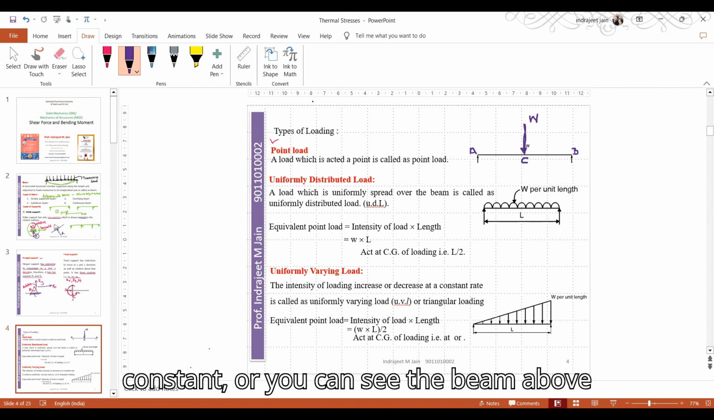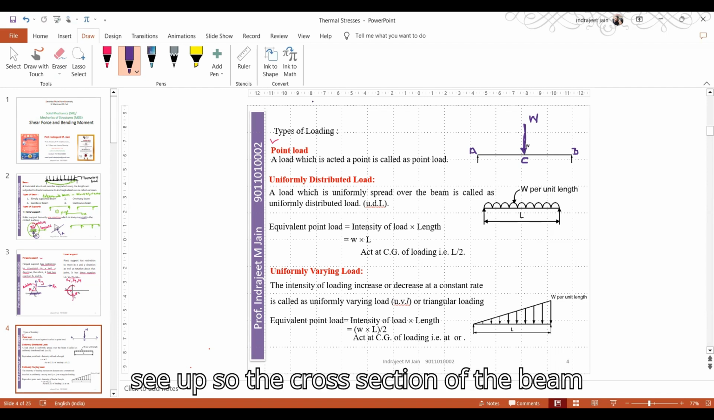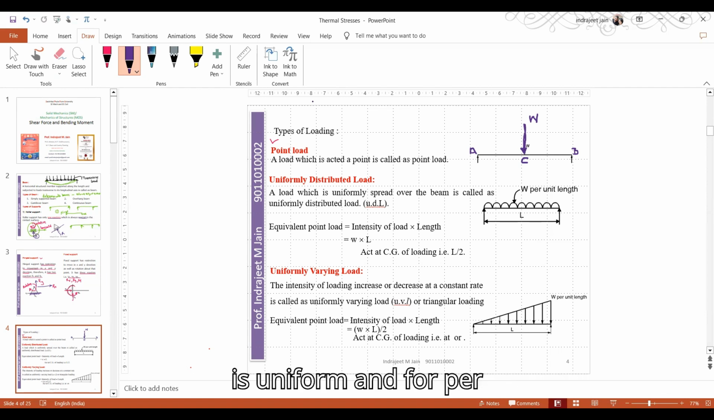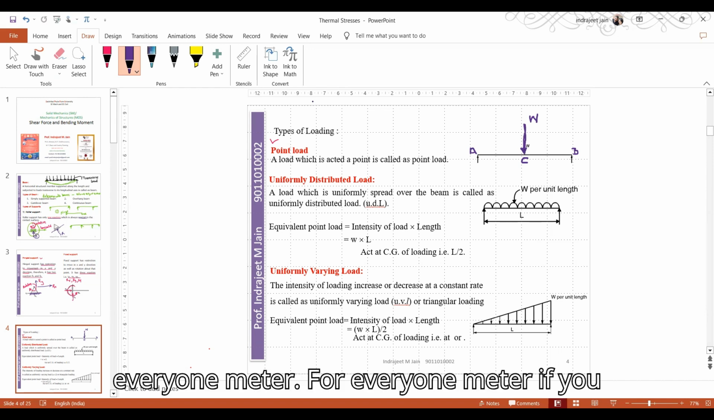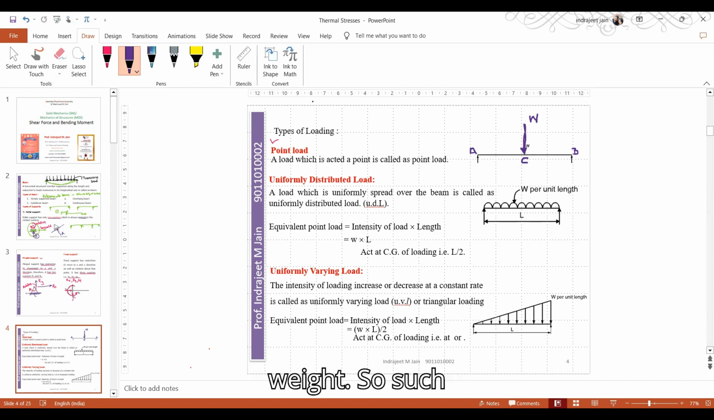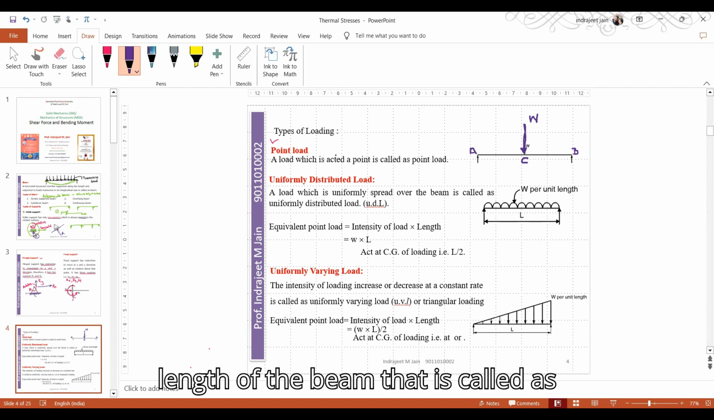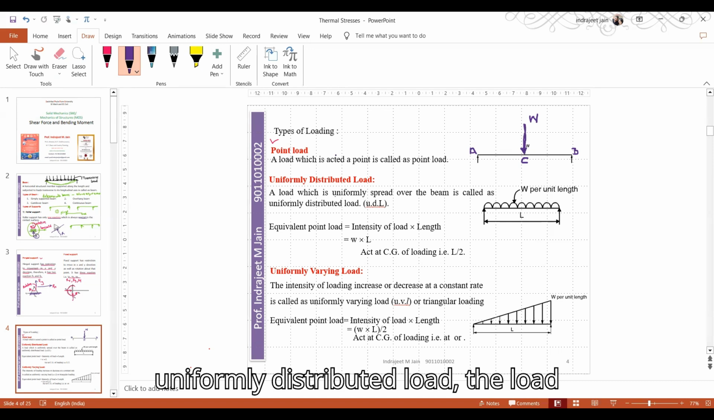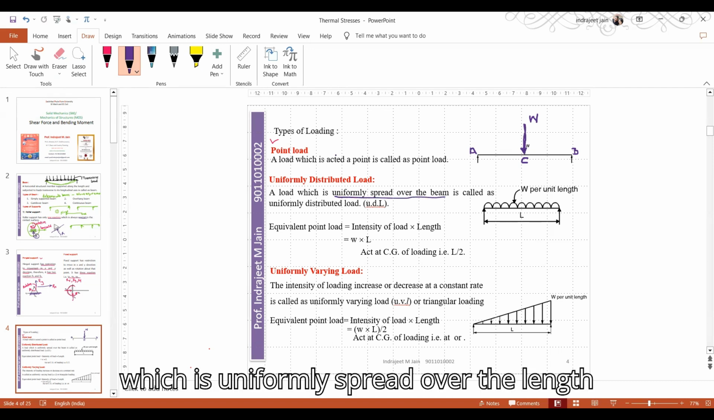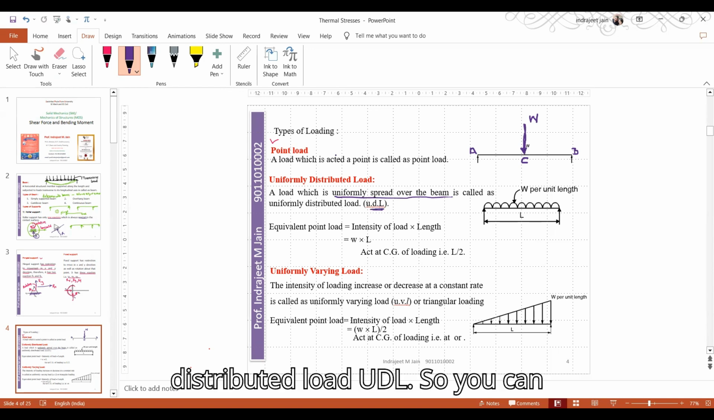Or you can see the beam above you. If you see the beam, the cross section of the beam in your home, if you see up, the cross section of the beam is uniform. And for every 1 meter, if you cut that beam, we'll get an equal weight. So such load which is uniformly spread over the length of the beam is called as uniformly distributed load. The load which is uniformly spread over the length of the beam is called as uniformly distributed load, UDL.